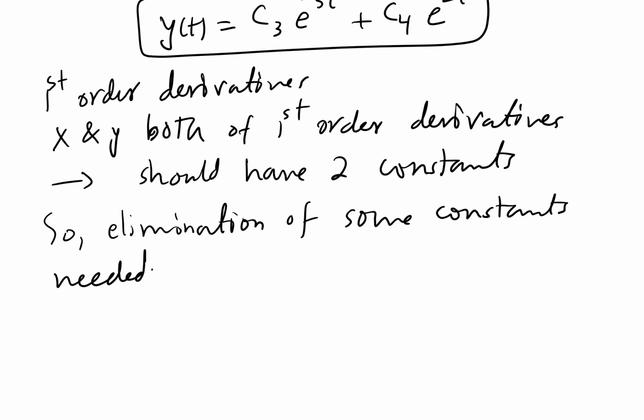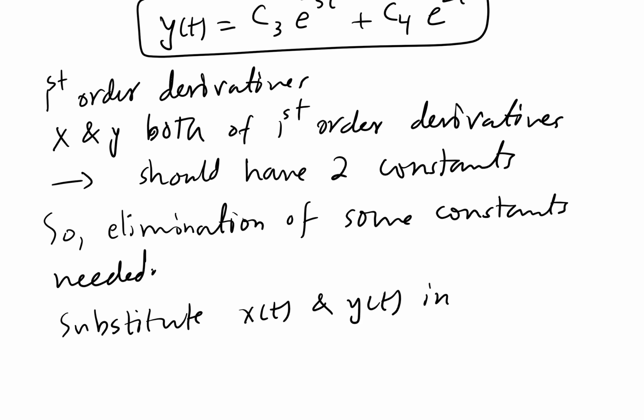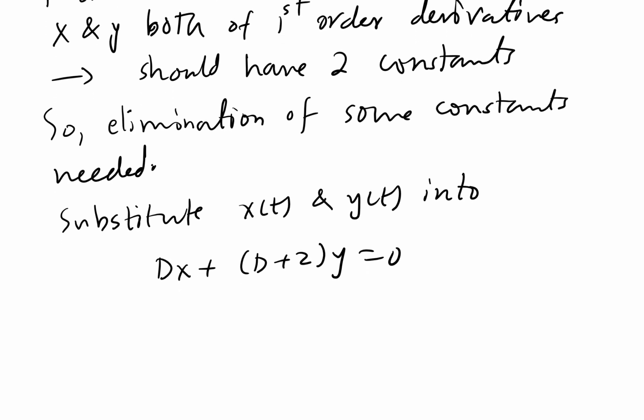We choose one of the two given equations in the system of equations, and substitute the obtained x and y, the solutions we just found, the ones that I boxed. So substitute x of t and y of t into one of the equations. So I'm going to choose the D x plus D plus 2y equals 0 equation. And let's see what we get.